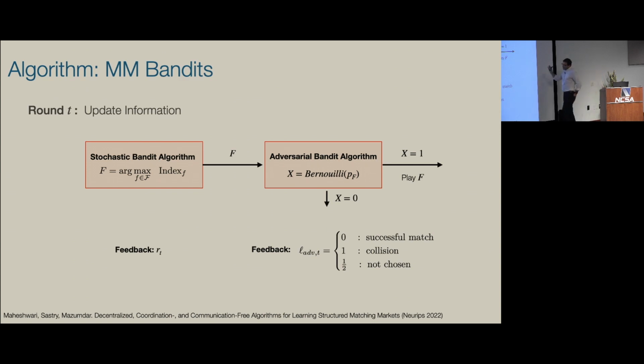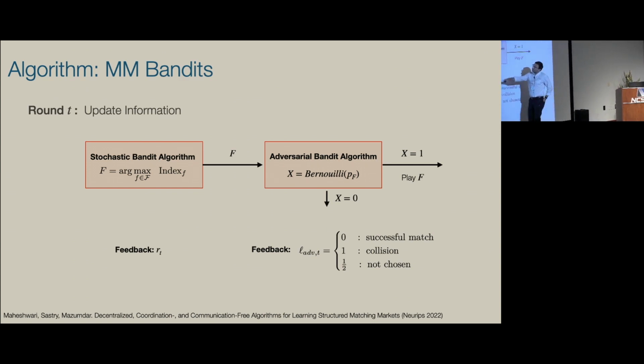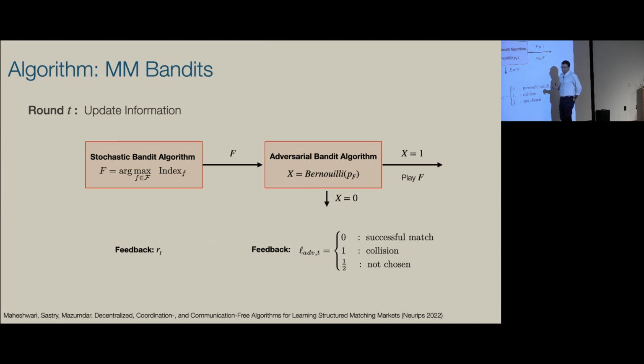So if you're successfully matched, you can basically update your stochastic bandit algorithm with the feedback, with the reward that you get. And then no matter what, you're going to update the adversarial bandit algorithm. So you're going to update it with a loss of 0 if you successfully match, with a loss of 1 if you collide, and then 1/2 if you decide not to choose that arm.